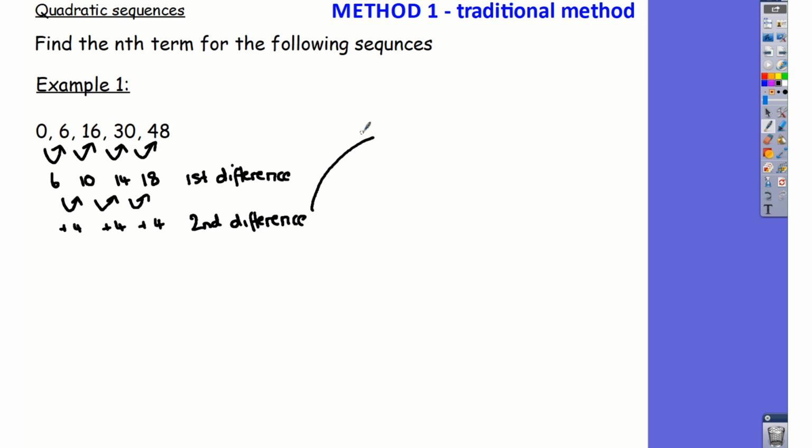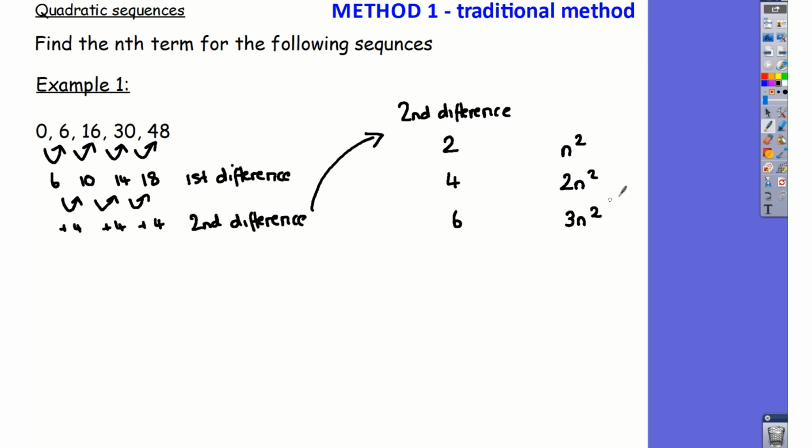So when we're talking about second differences, if the second difference is 2, it means the sequence is linked to n squared. If the second difference is 4, it's linked to 2n squared. If the second difference is 6, it's linked to 3n squared. So I know that my second difference here is 4, so it means that the start of my quadratic nth term would be 2n squared.